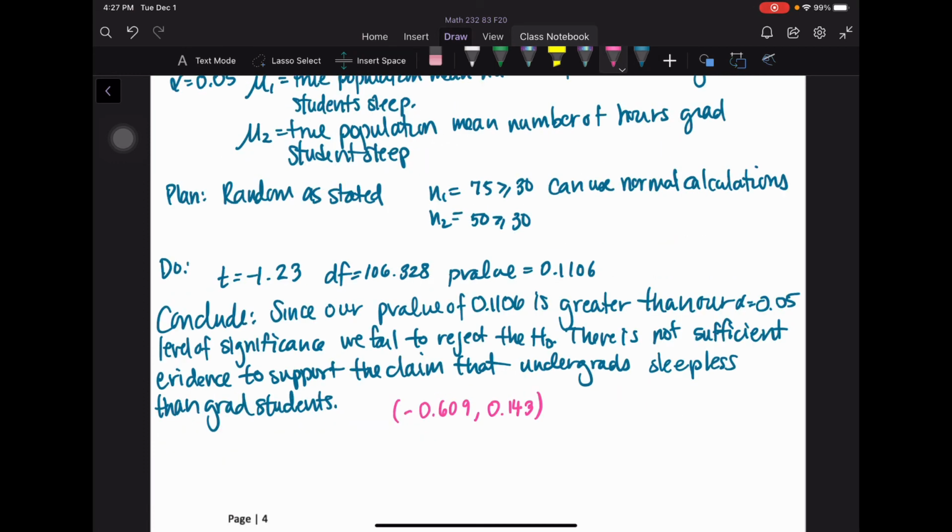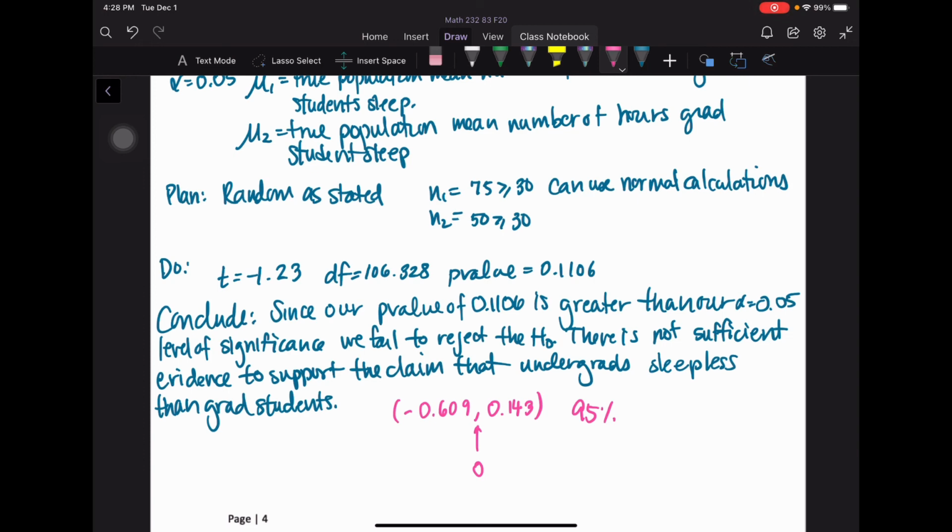In pink, we have our confidence interval, and if you notice, the interval goes from negative to positive, which means that 0 is in the interval, meaning that the difference is 0. There is no difference between grad students and undergrad students sleeping. This confidence interval backs up what our test statistic had. So we're confident, this is a 95% confidence interval. We're 95% confident that the interval from negative 0.61 to 0.14 captures the true average difference between undergraduate and graduate students' sleeping habits.